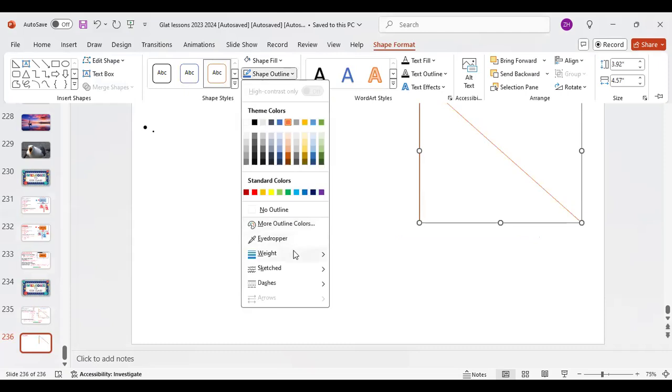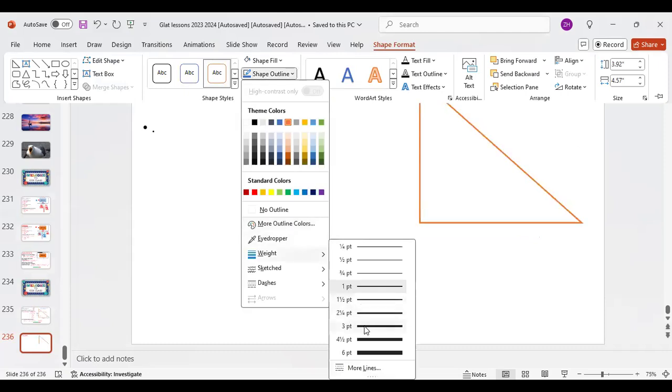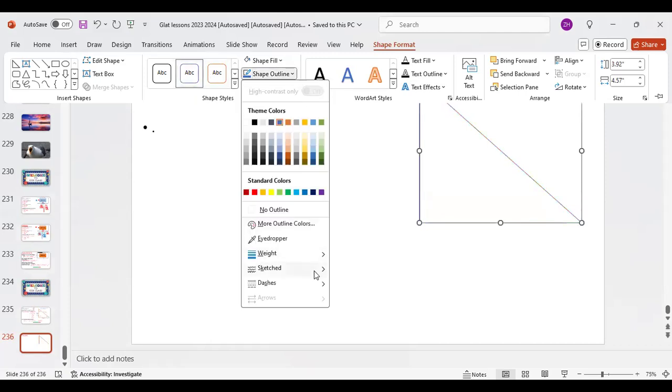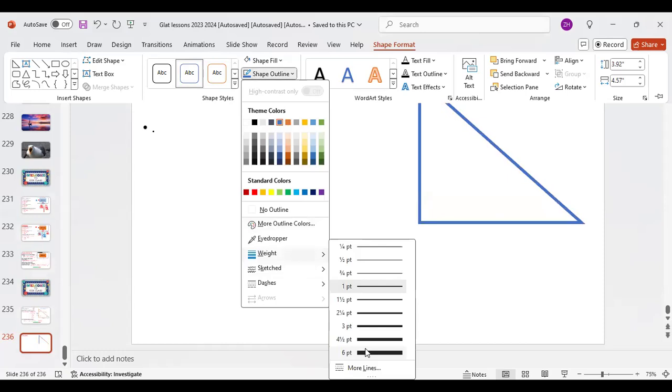Excuse me, Mr. Petit. You never told us what the shape was. Oh, it's called a right angle triangle. Yeah, it's called a right angle triangle.